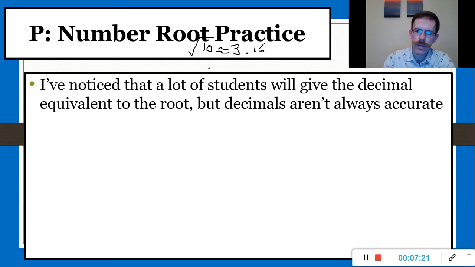So, one thing I really want to focus on right now is giving us an equivalent to the root, breaking it down where I don't have decimals, but I just have roots.